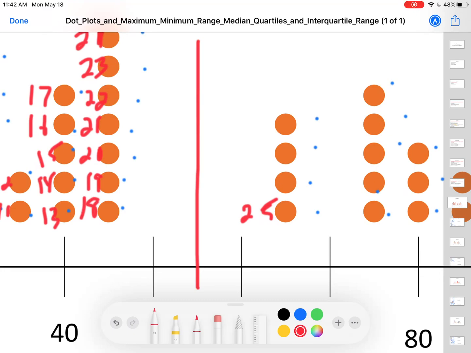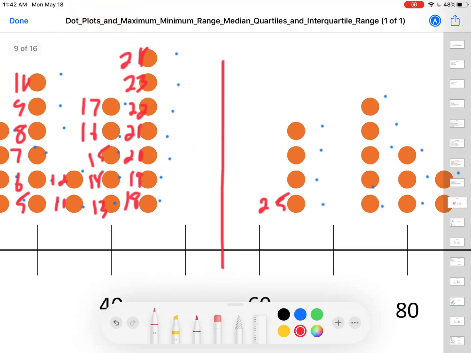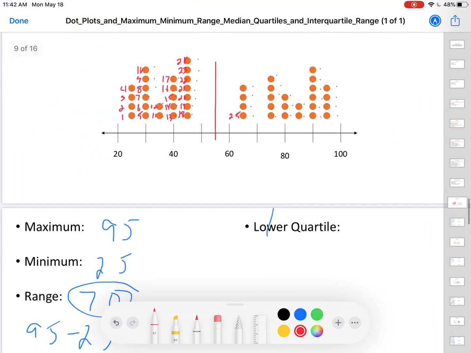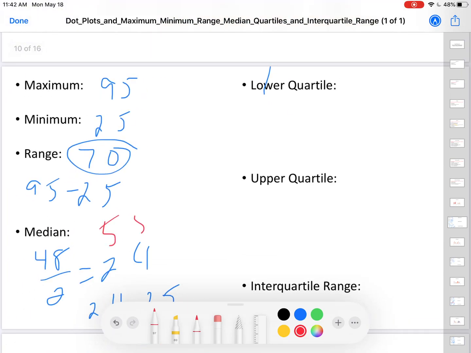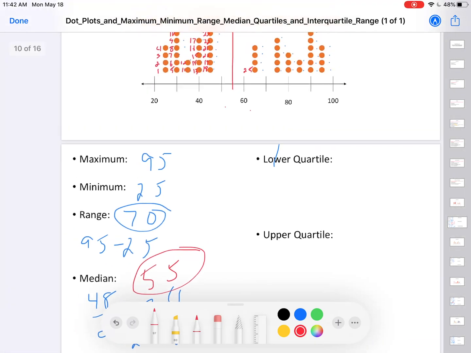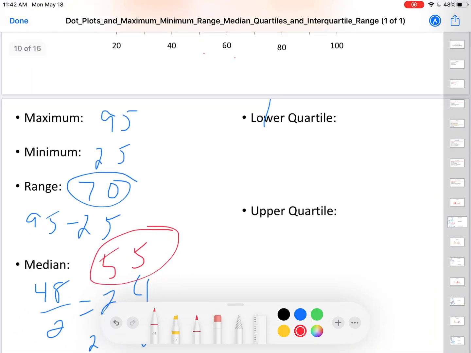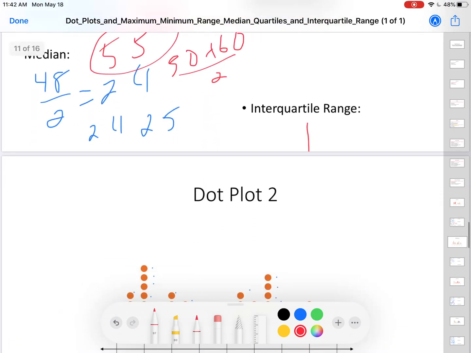Notice it is a line, not a circled dot, because there are an even number of dots. We just need to find the value of that line. Well, this is 40, that must be 50. Halfway between 50 and 60 is 55. So in this case, the median is 55. If you have trouble doing that arithmetic in your head, it's just 50 plus 60 divided by 2 is 110. Divided by 2 is 55. All right, so that's how you do it.